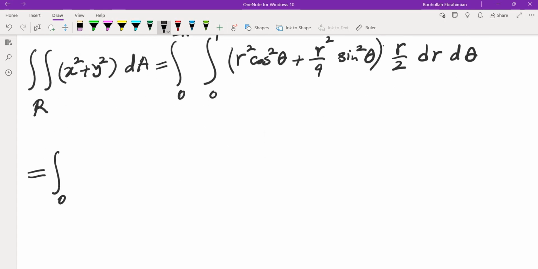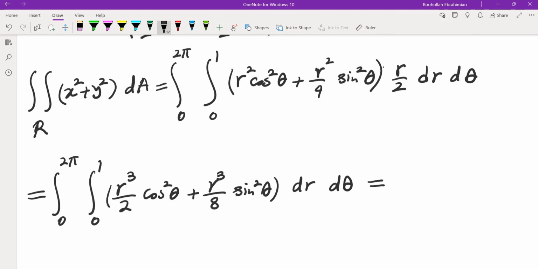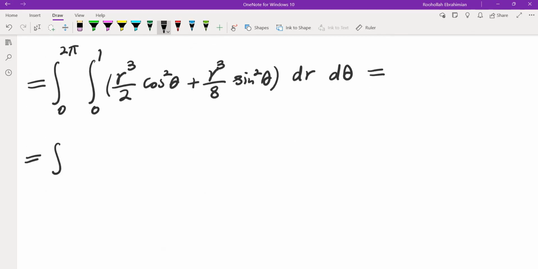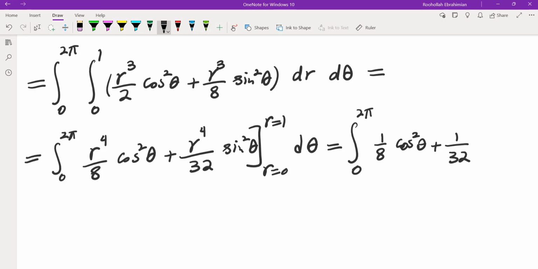Now we can integrate. The rest is going to be integration. This is going to be the integral from 0 to 1 of r cubed over 2 cosine squared of theta plus r cubed over 8 sine squared of theta, dr d theta. Once we integrate, the first integral is actually pretty simple. That's the integral from 0 to 2 pi of r to the 4th over 8 cosine squared plus r to the 4th over 32 sine squared of theta, from r equals 0 to r equals 1. That is simple enough. But the integral with respect to theta is something you will have to remember from single variable calculus.